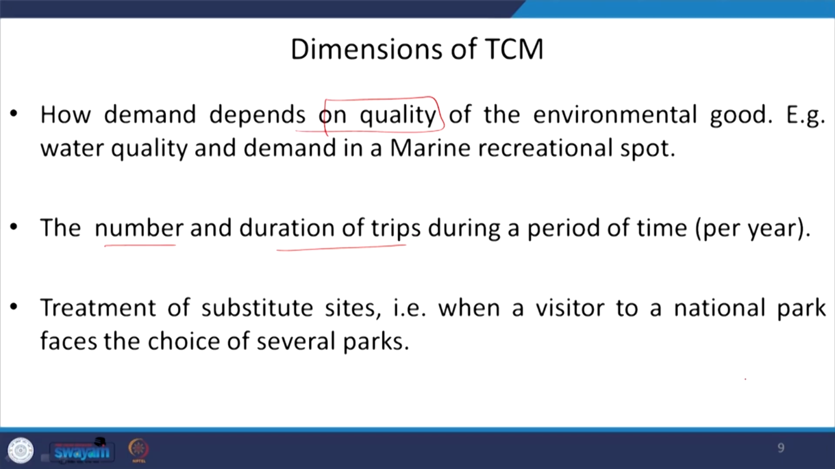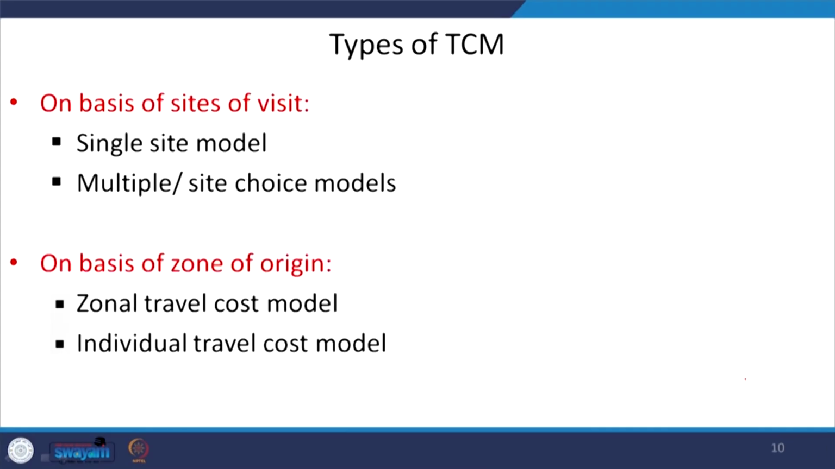When a visitor to a national park faces the choice of many alternatives, like other national parks existing in that locality, then we need to take the substitute sites into account for estimating the true recreational value of the particular site under discussion.